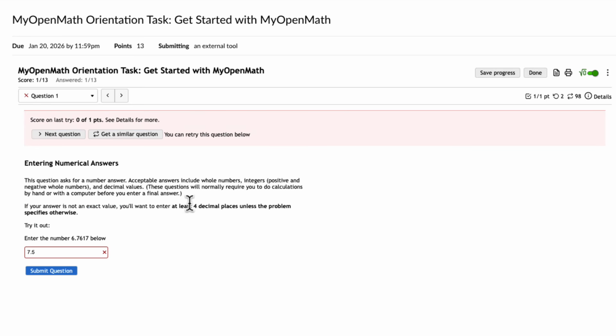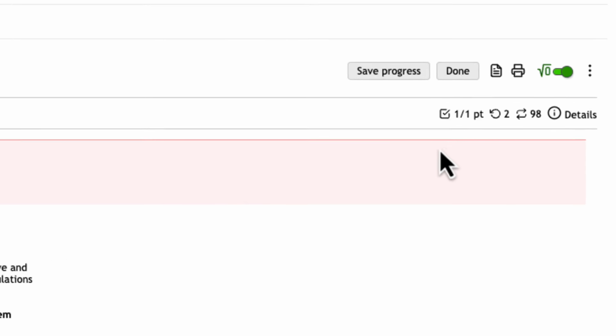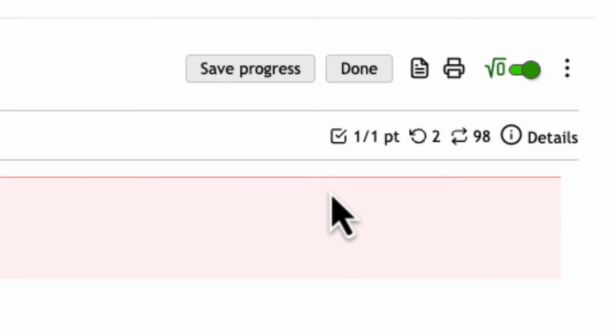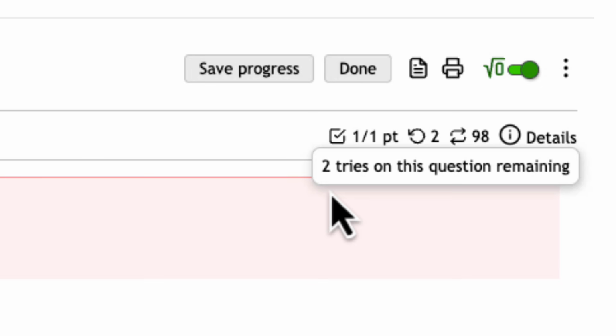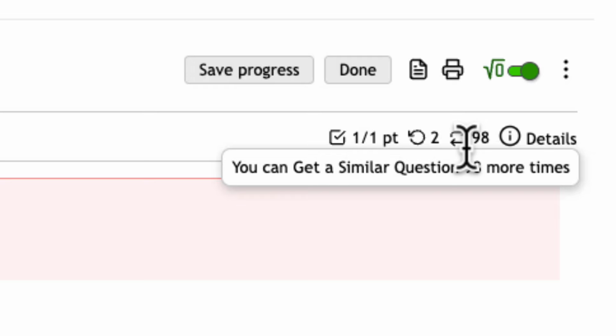When I get the question wrong, if I go over to the right-hand side, I can see that I still have 1 out of 1 points or full credit for this problem. I could try this question again. I could still get a similar question if I need to.